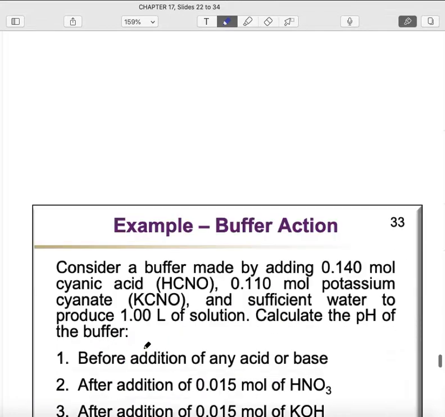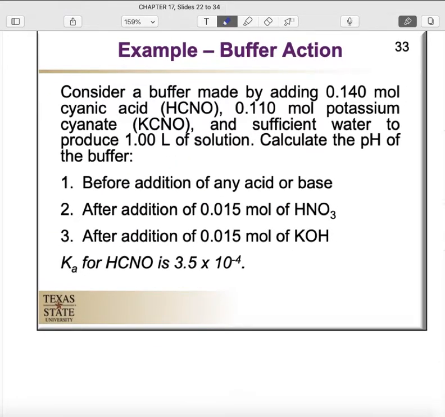Let's go ahead and do a problem. So consider a buffer that is made by taking 0.140 moles of cyanic acid together with 0.11 moles of potassium cyanate. So notice that we already have cyanic acid, which is a weak acid, and now we have potassium cyanate, which is the conjugate in the form of a salt. And we have sufficient water to make them into 1 liter of solution.